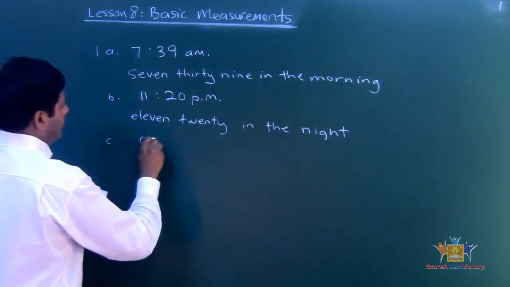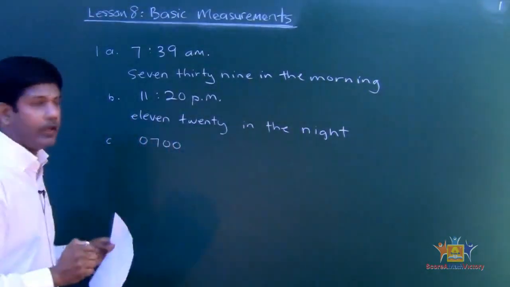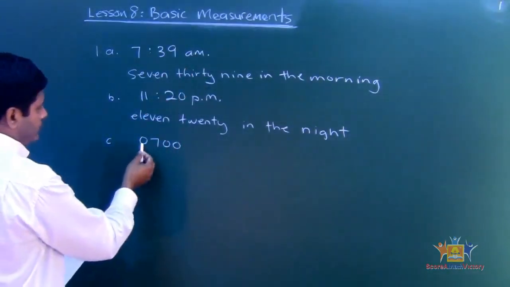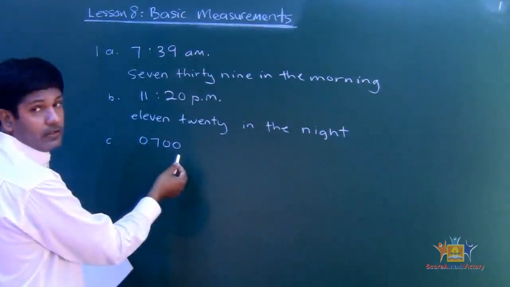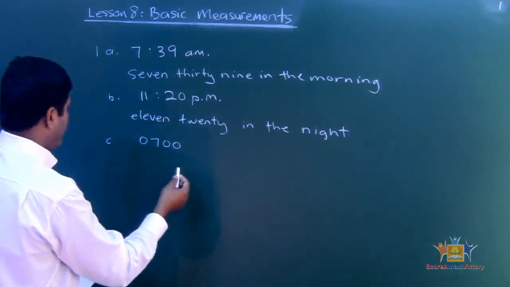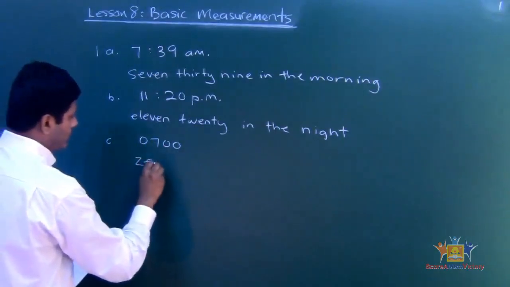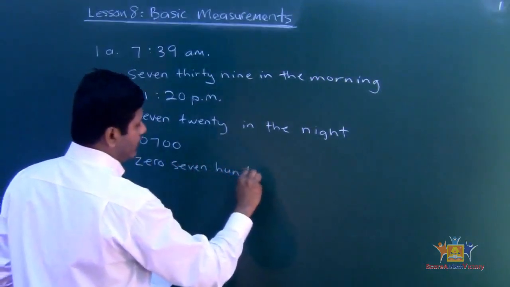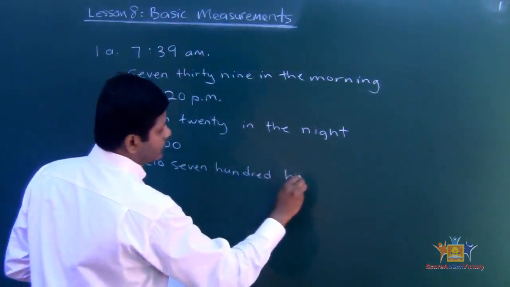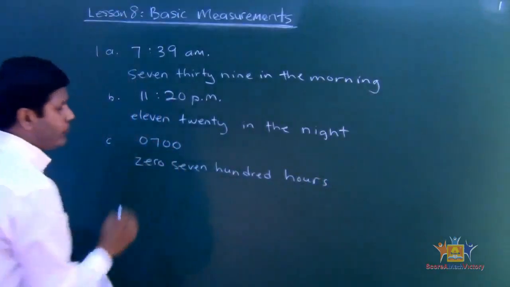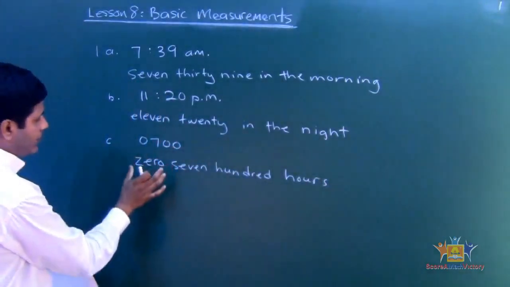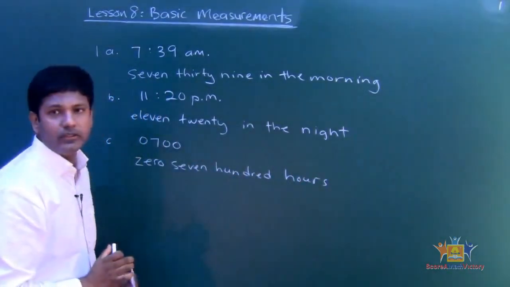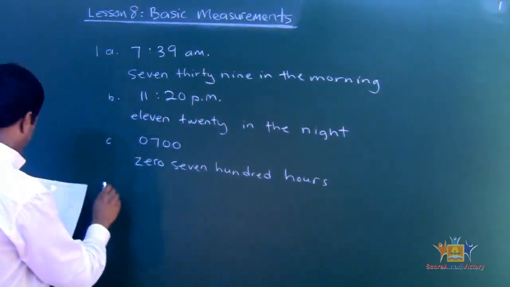Now let's look at C. In C, you're given a time in the form of the 24-hour system. The previous ones were in the form of the 12-hour system. Now look at that: 0700. So we're going to say 0700 hours. Now this is in the 24-hour system. To write that in the form of words, you put 0700 hours. Very important.